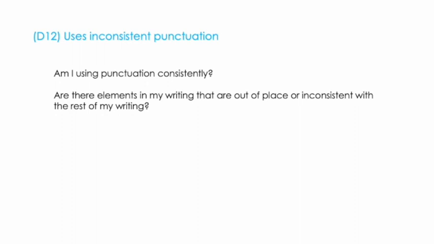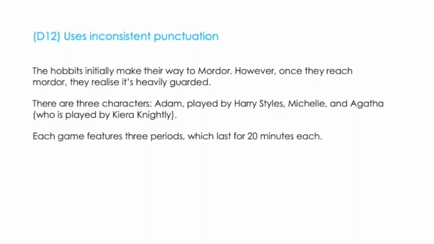You'd be amazed at what you can get away with as long as the rules that you adhere to are consistent across your writing. This prompts the question, are there elements in my writing that are out of place or inconsistent with the rest of my writing? Some of the common D12 errors are illustrated in these examples.